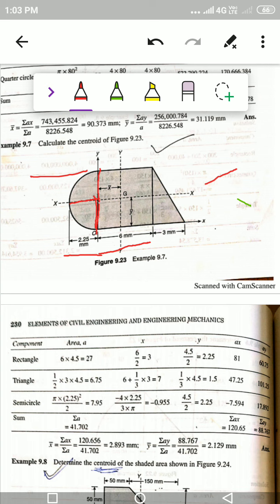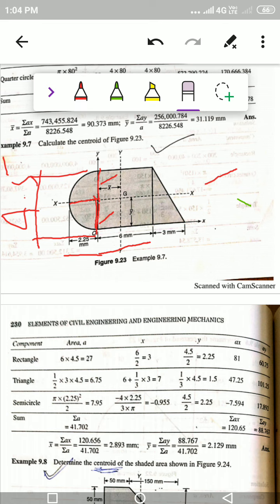Therefore the total distance, that is the vertical height of the rectangle, becomes what? 2.25 plus 2.25, that is 4.5. Clear? The vertical distance of the rectangle is 4.5. Because that is not given directly, you have to consider the radius of the circle. One radius, another radius, total the diameter becomes 4.5. So this is how you determine the distances.